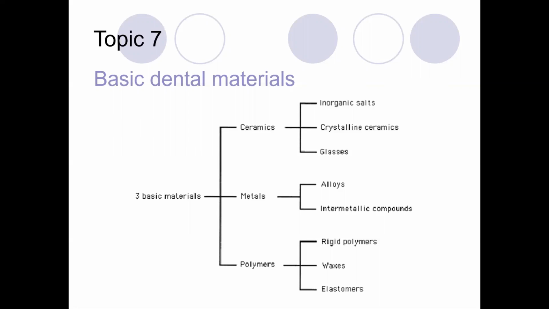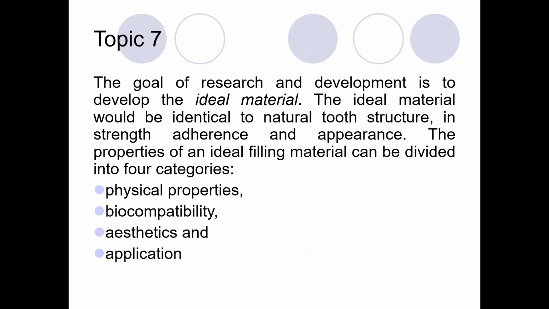So let's start by thinking about the ideal material. As you know, nothing ideal exists in our life, but we try to receive some ideal material for the treatment of the entire tooth, and we think that an ideal filling material must have four categories of properties: physical properties, biocompatibility, aesthetic, and application properties. Let me look at those properties.